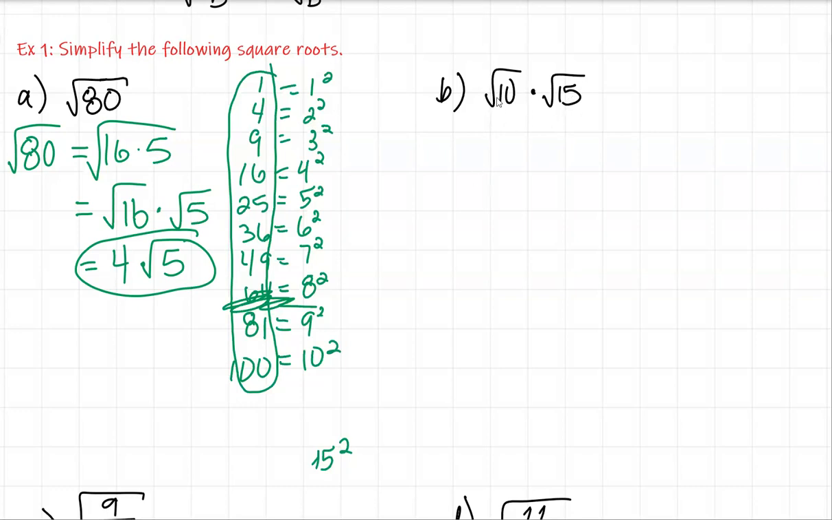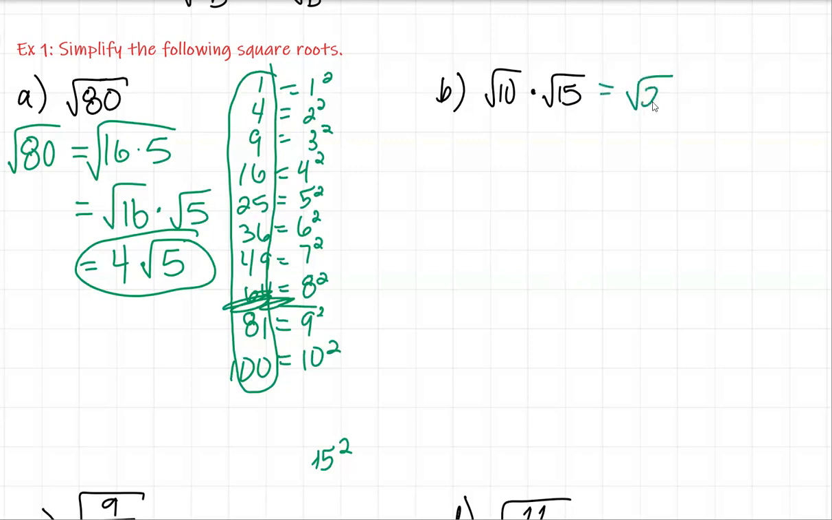10 times rad 10 times rad 15. The way that we can do this one, there's no perfect square that divides into either of these. So we've got to think of a different approach. The other thing you could have done here in part A that we'll do in part B is you could have done a little factor tree, or you could have just listed out all the factors and then went from there. So let's do that here.